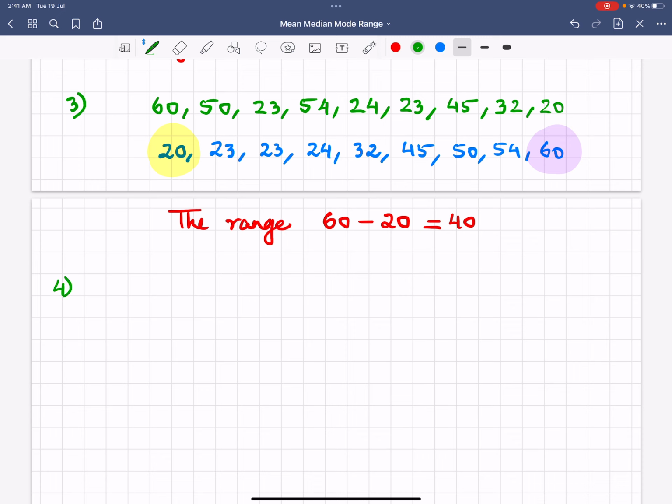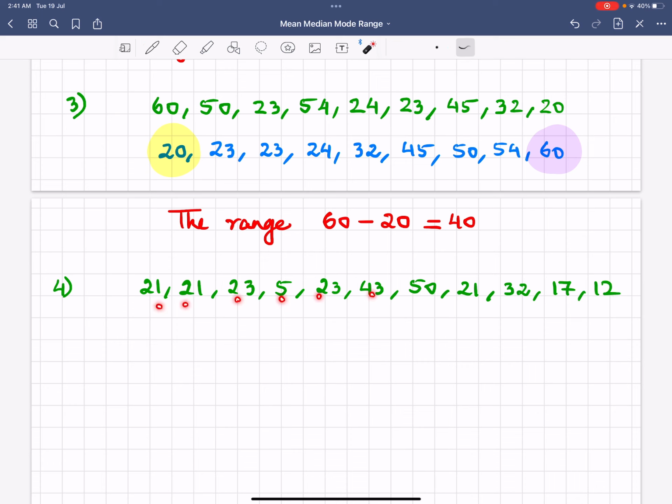I would strongly recommend that you try these on your own once you have understood. So let's write the numbers. The data set is 21, 21, 23, 5, 23, 43, 50, 21, 32, 17, and 12. So we have 1, 2, 3, 4, 5, 6, 7, 8, 9, 10, 11 numbers in the question.